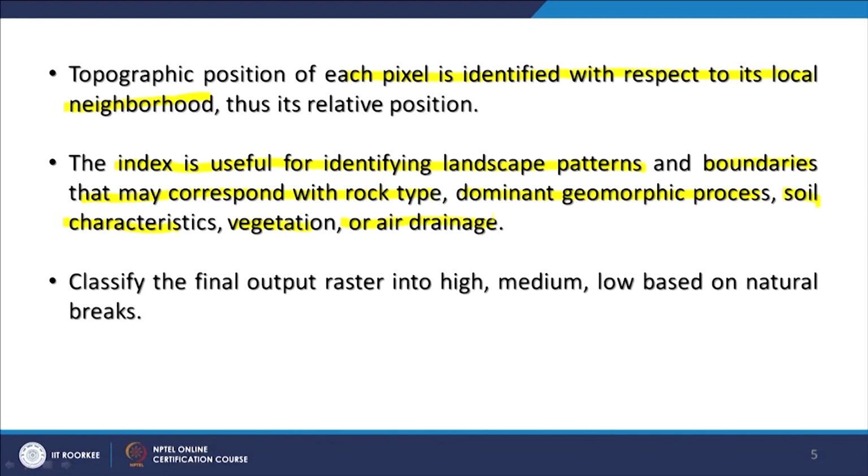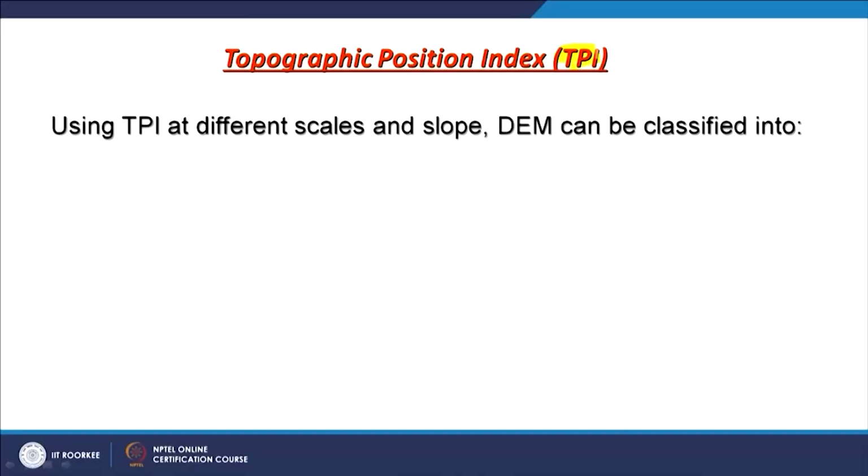So classifying this final output raster into high, medium or low based on natural breaks can also be done once this analysis gets completed. And this index, that is the topographic position index, is also applicable to bathymetric data. That means not only for the land part which is above mean sea level, but it can also be done for subsurface conditions. In short we call it TPI, or topographic position index, because in many literature sources or in software you may find this term TPI in short.